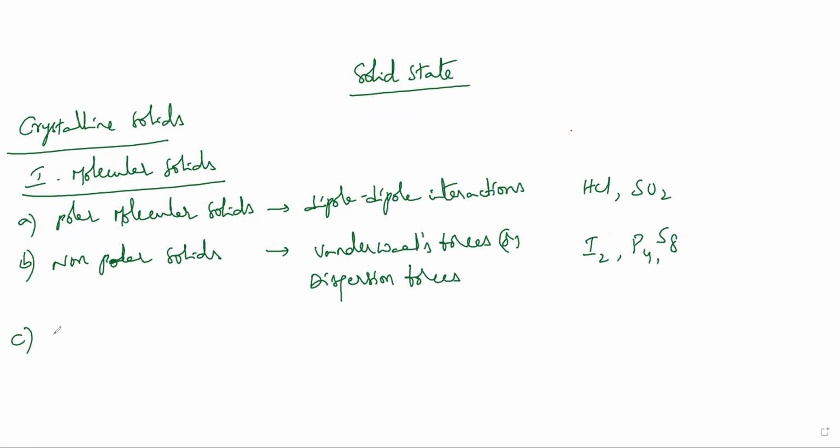Third one, hydrogen bonding molecular solids. Which bonds are present? Hydrogen bonds. Example, ice, ammonia. In ammonia also hydrogen bonds are present. This is the first one.